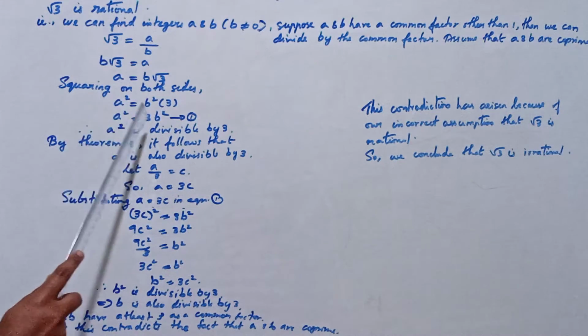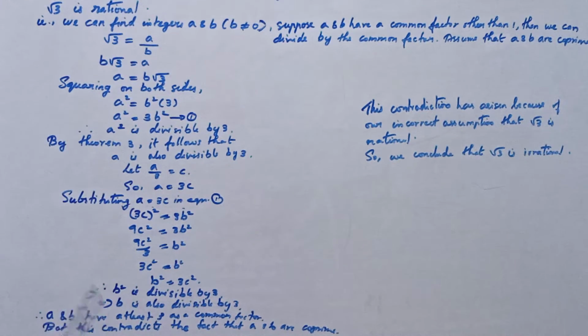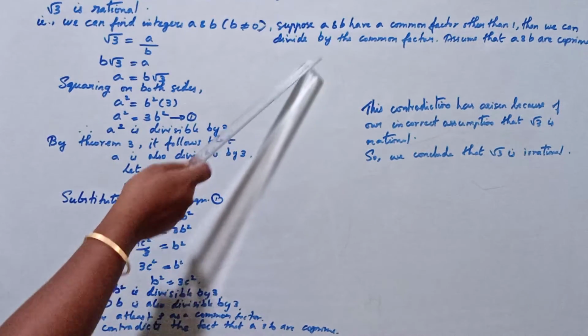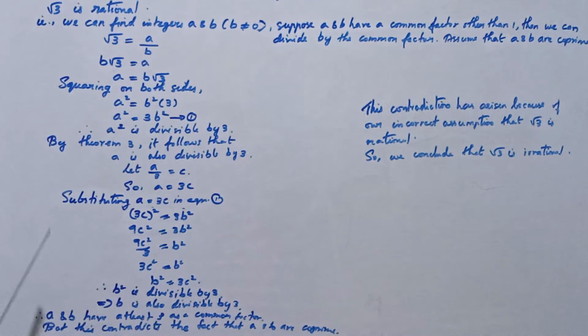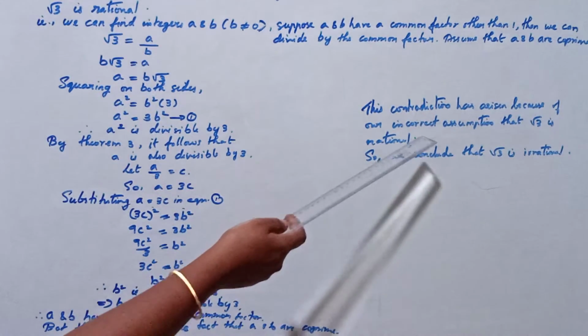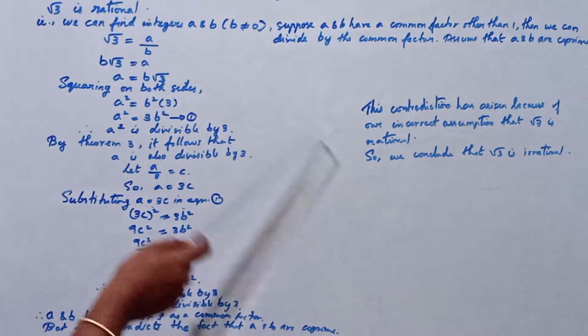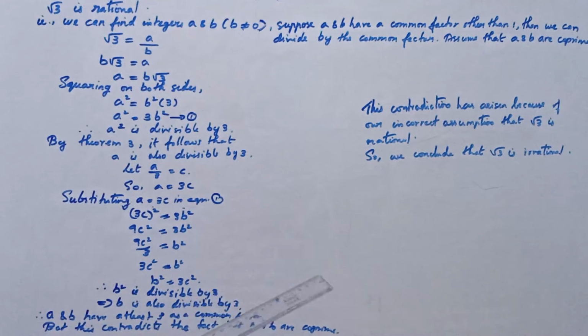So just like a square equal to 3b square, you got b square equal to 3c square. So here you can say b square is divisible by 3. Then b is also divisible by 3. This we are saying from theorem 3. Then here we are getting that a and b are not co-prime, because we have a common factor other than 1, that is 3. So it is wrong, because we started by saying a and b are co-prime, but here we are getting that they are not co-prime. This happened because of the incorrect assumption that square root of 3 is rational. So actually what is square root of 3? It is irrational.